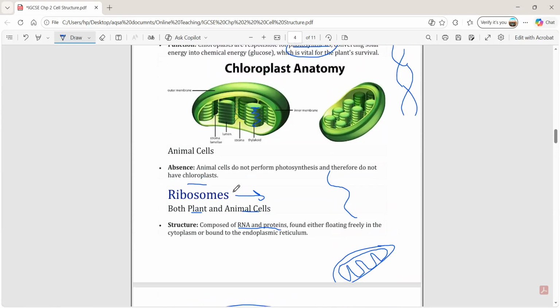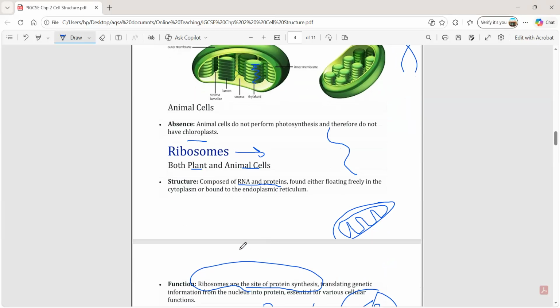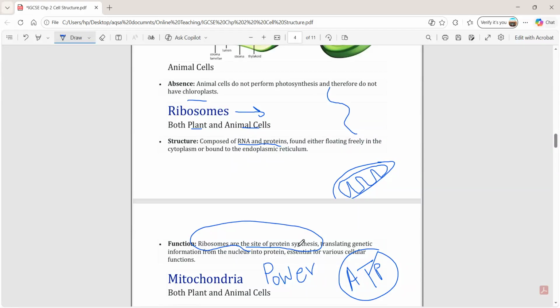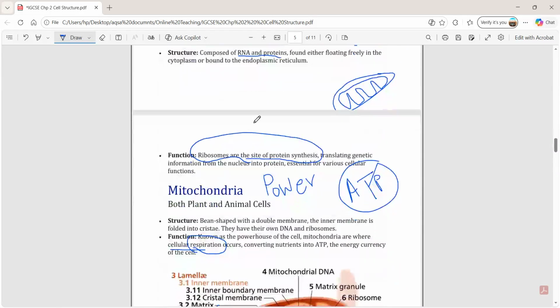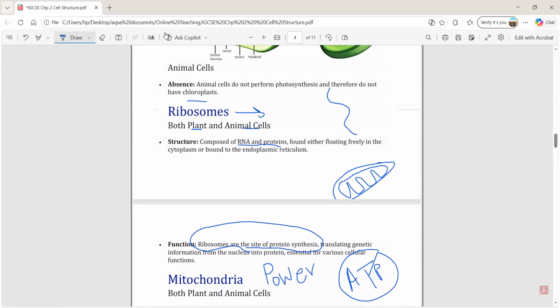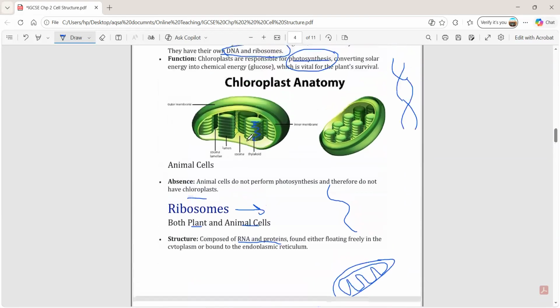Ribosome is also present both in animal cell and the plant cell. What is that? This is the site of the protein synthesis. What is the ribosome? The site of protein synthesis. Ribosome consists of two subunits. One is the large subunit and the other one is the smaller subunit.